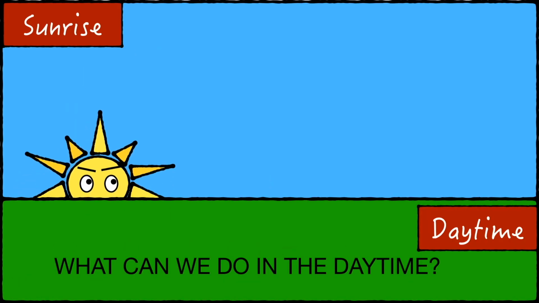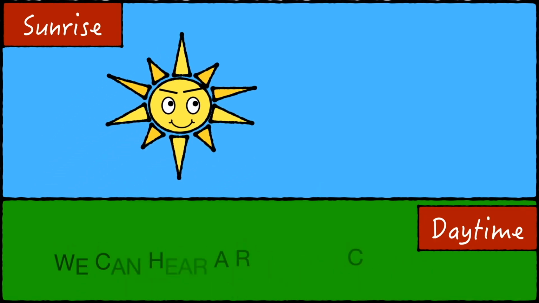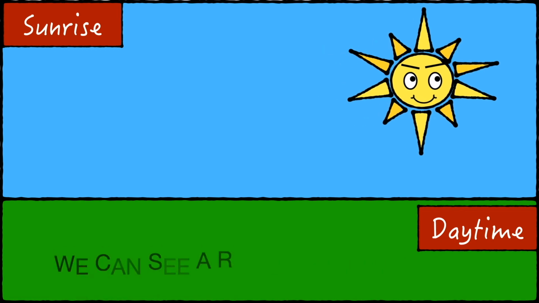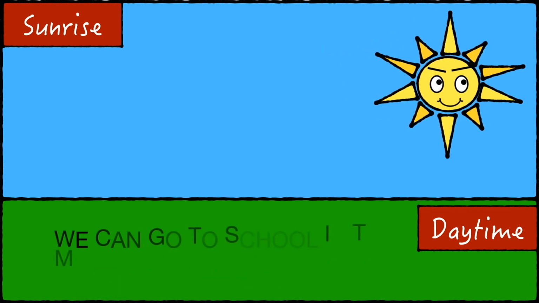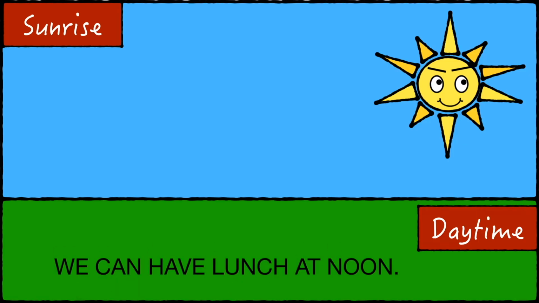What can we do in the daytime? Sun rises in the morning. We can hear a rooster crow. We can see a rainbow. We can go to school in the morning. We can get a tan in the sun. We can have lunch at noon.